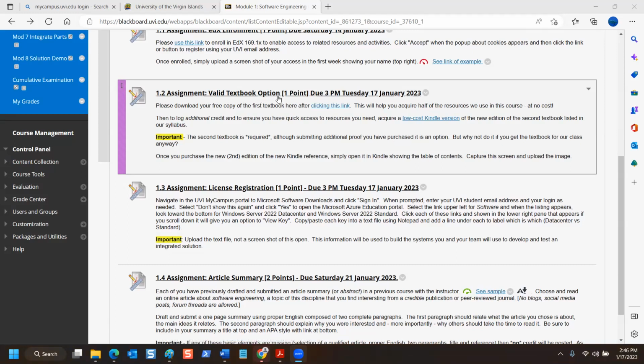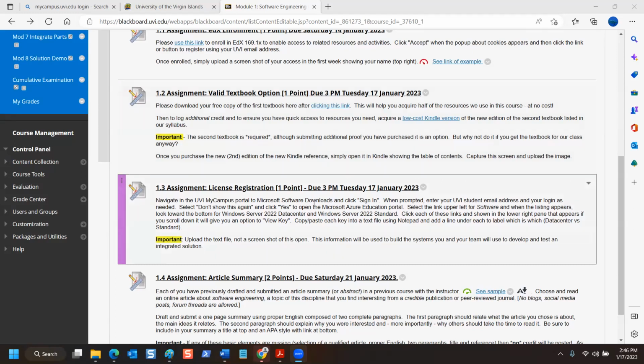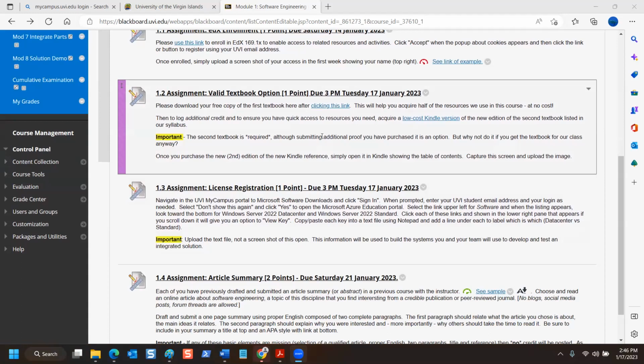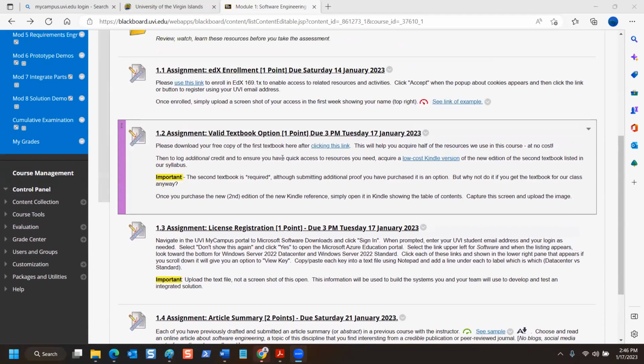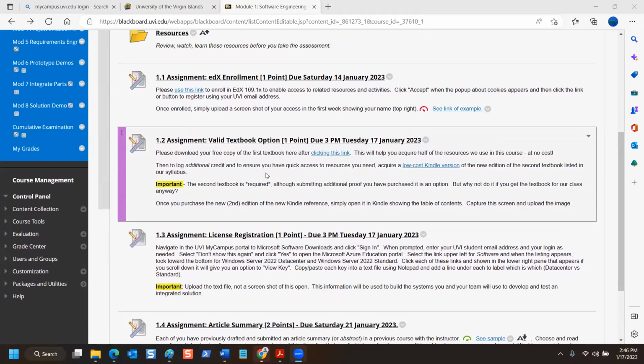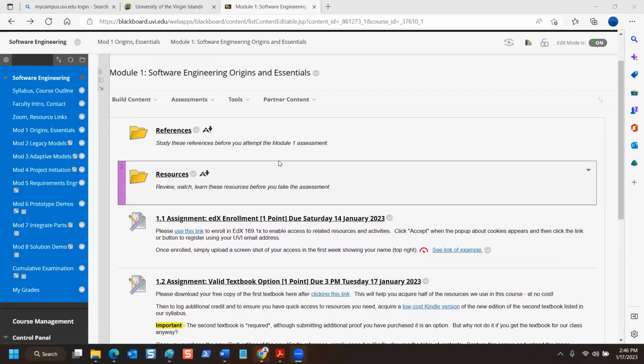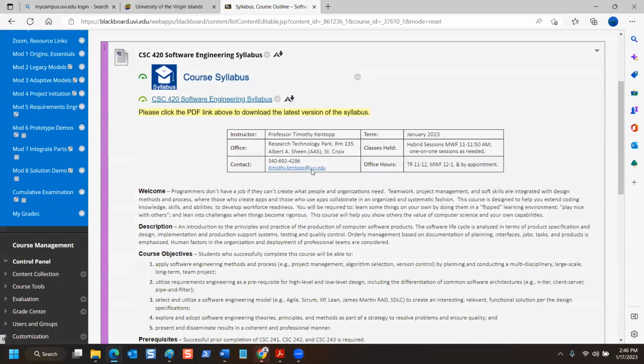We wanted to give people an option. So posting proof that you have rented or purchased an electronic copy or low-cost rental is an option. However, I want to be very clear in stating that the textbook is required for the course, and it's really important to engage the one low-cost one, because this is something we just discovered.